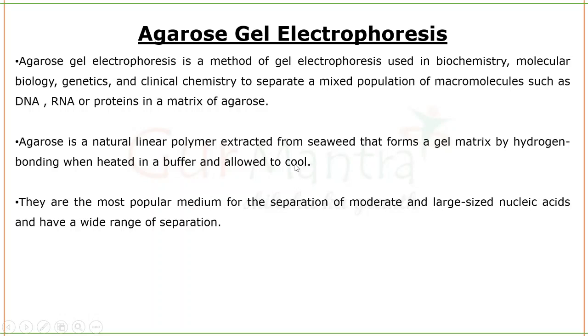Actually, you can separate protein also, but for protein they mostly prefer SDS-PAGE because it is more advanced and better. Agarose is basically a natural linear polymer extracted from seaweed, and it forms a gel matrix by hydrogen bonding. When you heat the agarose with the buffer and then cool it, it forms a matrix. Agarose you'll get as a powder that you will dissolve in buffer.